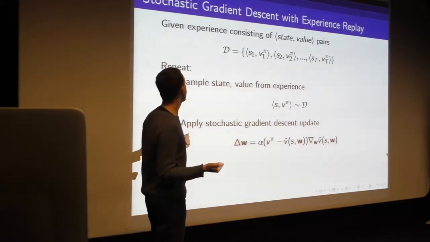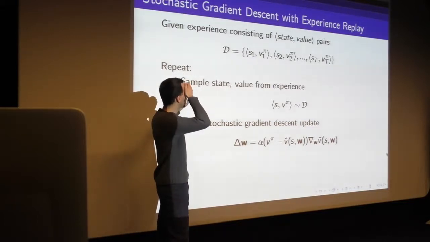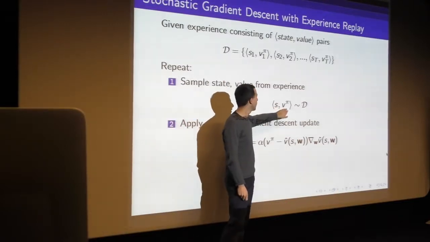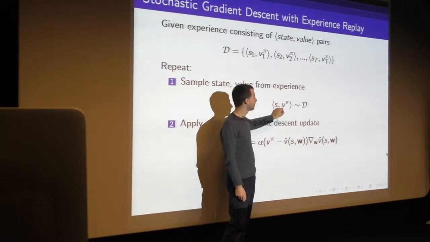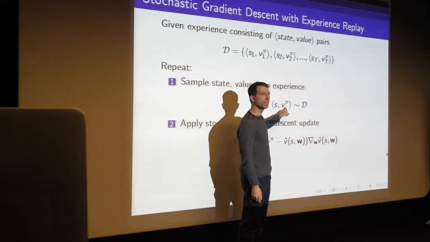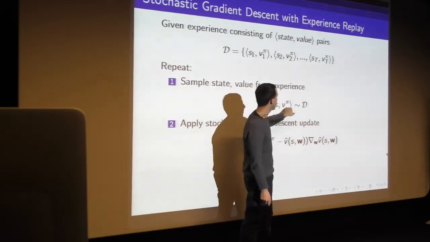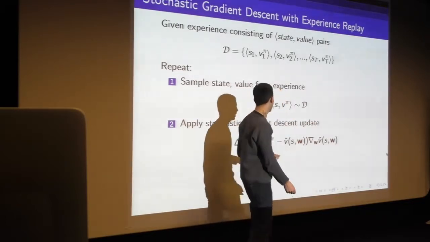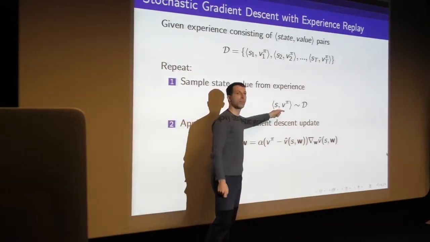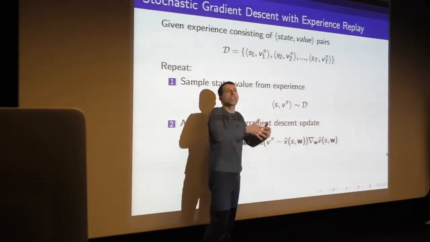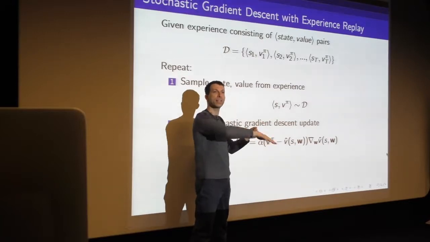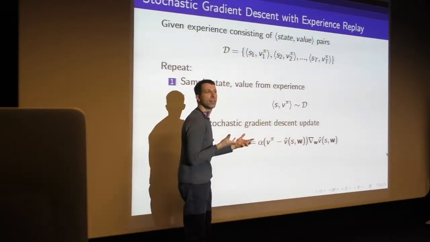And now all we do is, at every time step, we sample a state and a value from our experience. So if we were in state S, we sample from this experience: in that state, the oracle said I should do this. We sample that and then do one stochastic gradient update towards that target. So this is just like supervised learning again. We've made a data set, and now we randomly sample from it and update in the direction of our random samples.